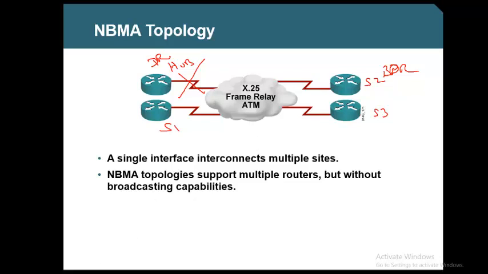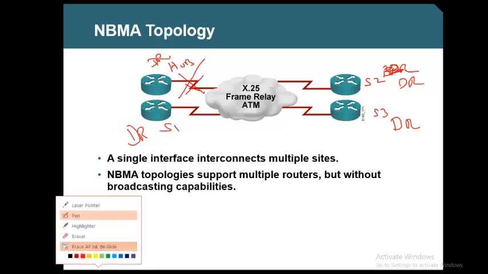Now what will happen? Because there is no one, this will say I am DR. This will also say I am DR. This will also say I am DR. What is the use? There is no use because there is no tunnel anymore. The hub goes down, all the tunnels went down. So there is no point of having DR-BDR election if you don't have full mesh. If you don't have full mesh, don't have DR-BDR.